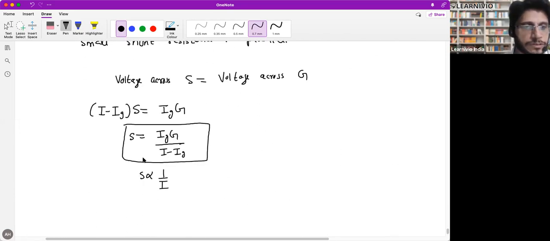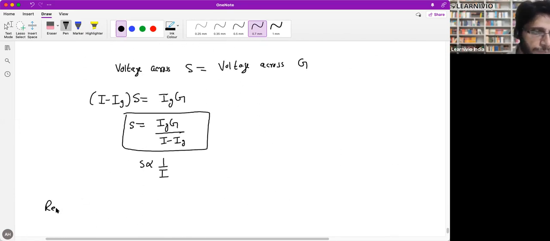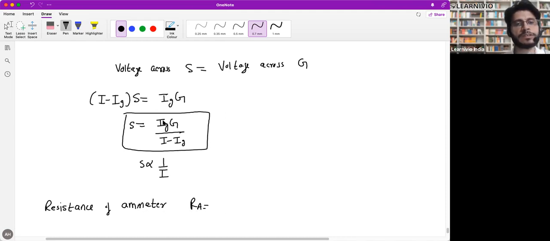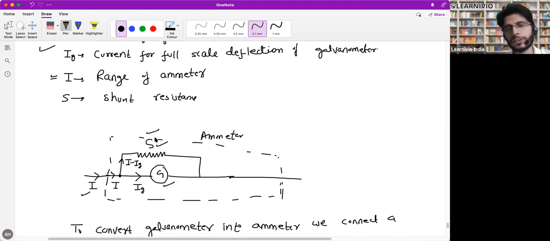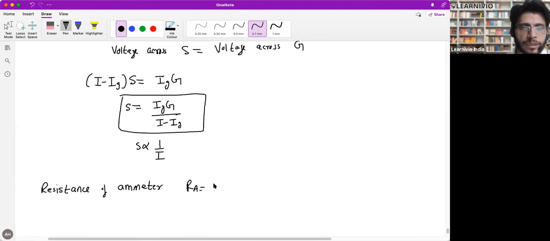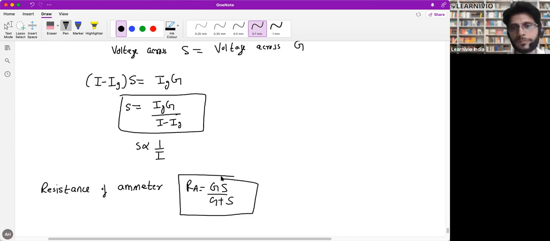The next thing is resistance of ammeter. See, G and S are in parallel. The resistance of ammeter is simply the parallel combination of S and G. So that is simply G into S by G plus S. That's the resistance of ammeter.